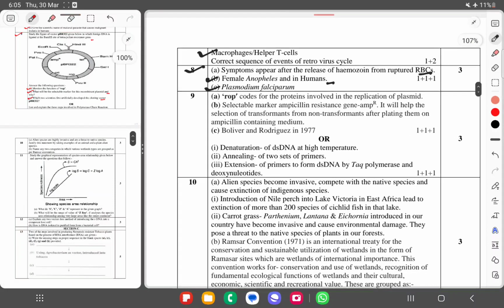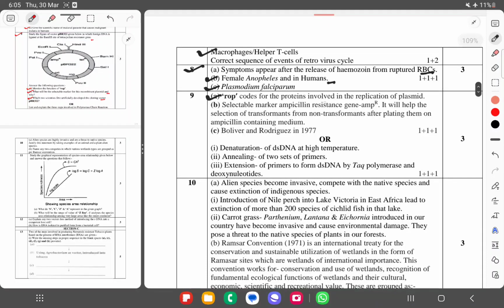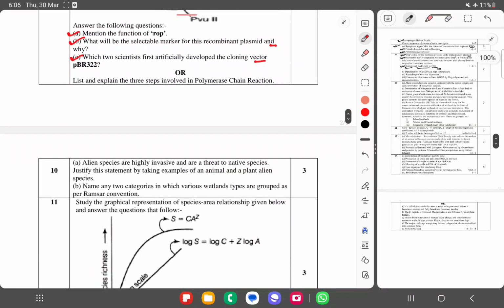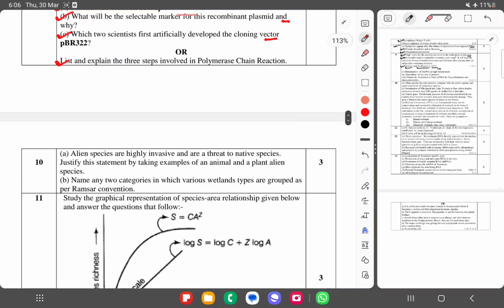The answer of question 9: rop codes for proteins involved in the replication of the plasmid. Selectable marker: ampicillin resistance gene. It will help in the selection of transformants from the non-transformants after plating them on the ampicillin-containing medium. The scientists are Bolivar and Rodriguez in 1977. Yes. 9th का और list and explain the 3 steps involved in the polymerase chain reaction.